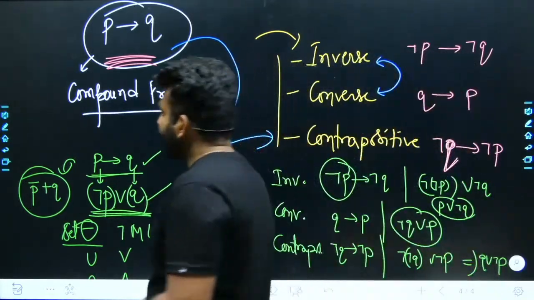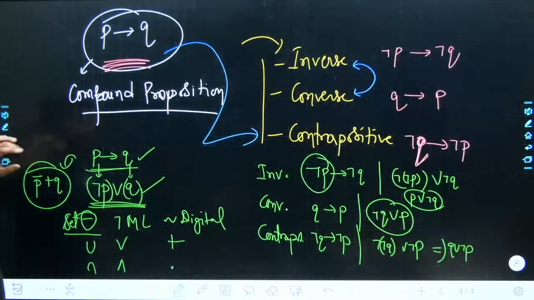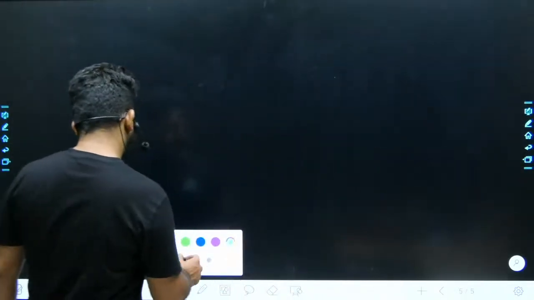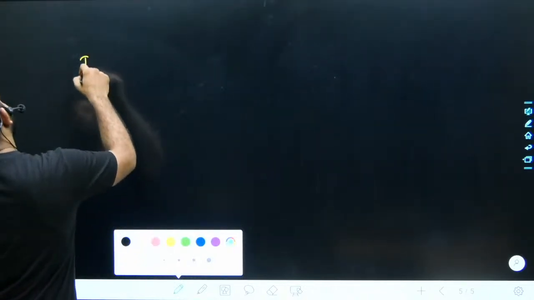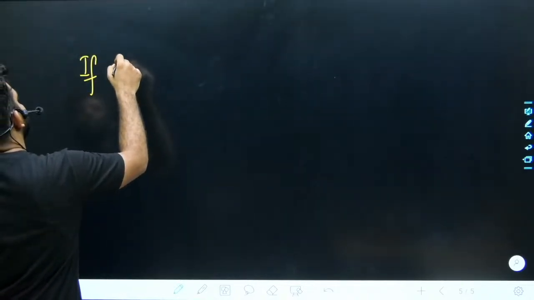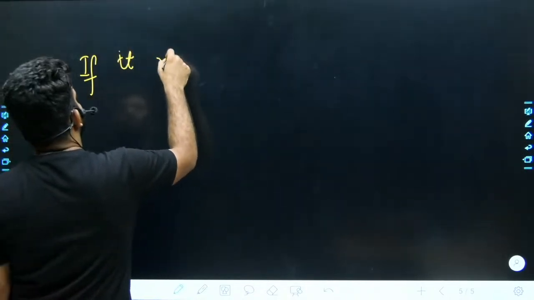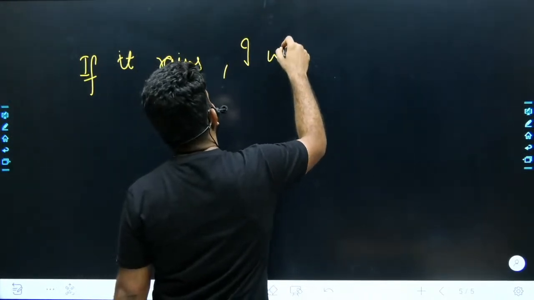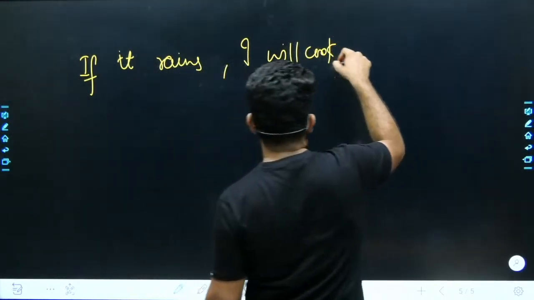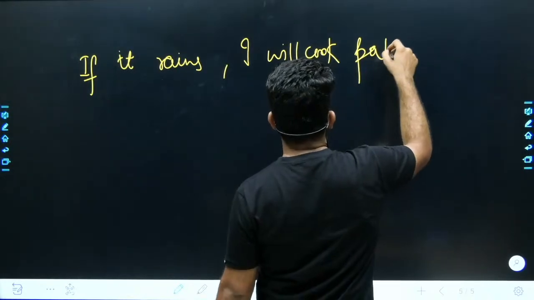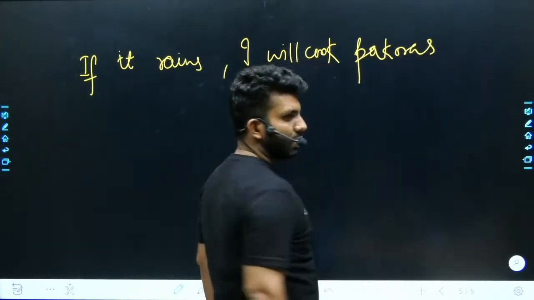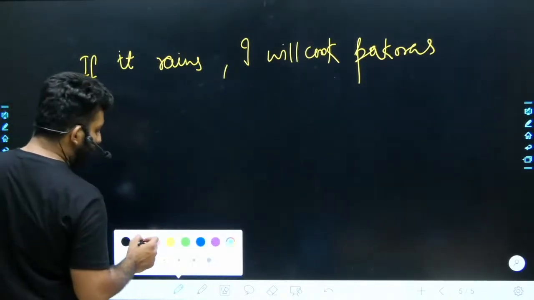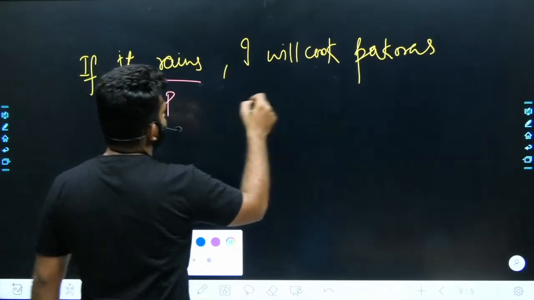Okay, for an example, let me just share with you a simple example over here. If I say something like this: if it rains, I will cook pakoras. Okay. If it rains, I will cook pakoras. So if I say this is P, this is Q.